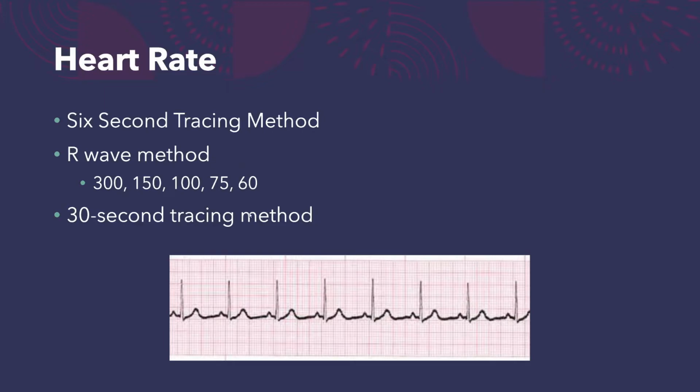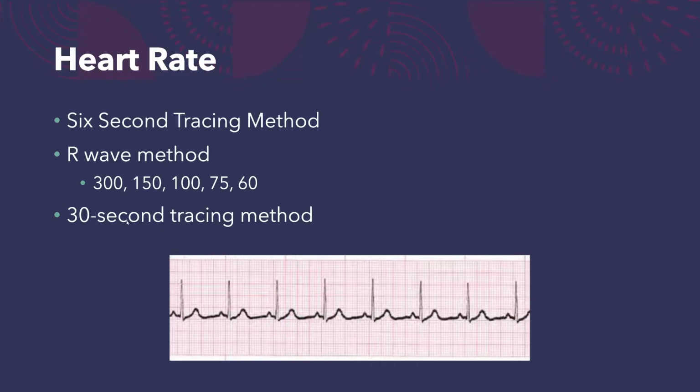So it still works, but if you see how much longer that took to figure out, I don't particularly like that method. If you have these memorized really well, it can be quicker. You just find one right on a line, you go, oh, three boxes, pulse is 100. So it's technically faster if you're very practiced, but this is still the most common method, the 6 second method.